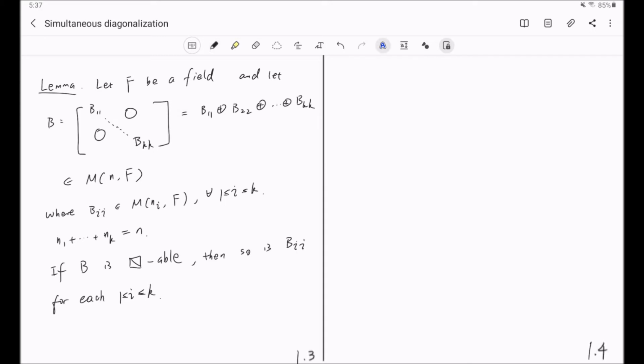Actually, the converse of this lemma is also true. If each B sub ii is diagonalizable, then B is easily seen to be diagonalizable. But this would be the direction we need in the proof. The proof will be an induction on the number of diagonal blocks k. If k is equal to 1, then there's nothing to prove.